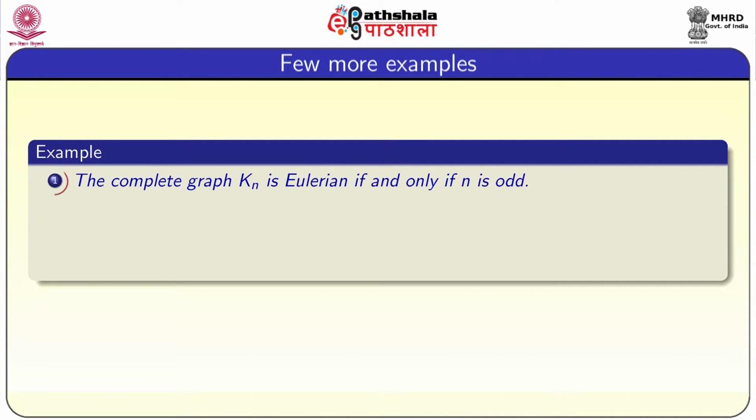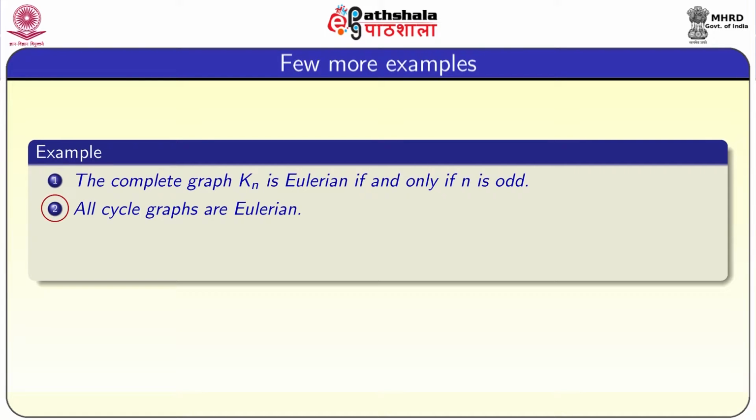Now, a few more examples of Eulerian graphs. It is easy to check. If you look at the degree sequence and the degree of each vertex is even, then we know the graph is Eulerian. So, with that it is easy to verify. The complete graph Kn is Eulerian if and only if n is odd. We know that the degree of each vertex in Kn is n minus 1. So, if n is odd, then the degree of each vertex in Kn is even. So, the complete graph Kn becomes an Eulerian graph.